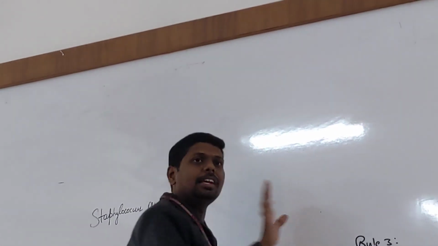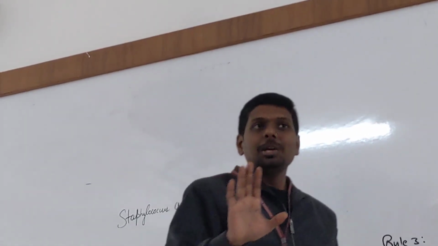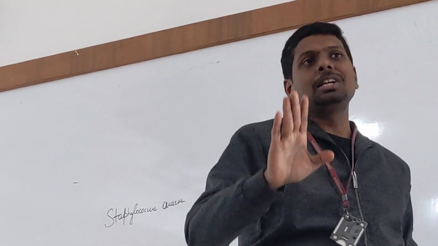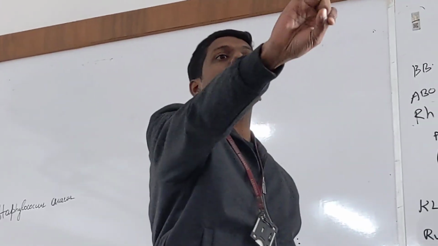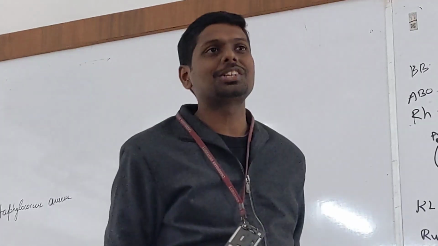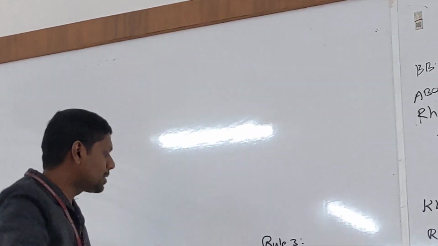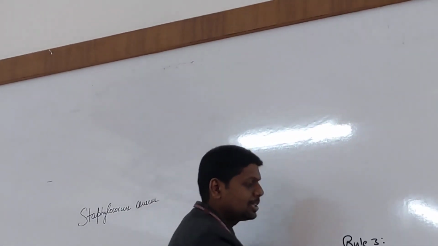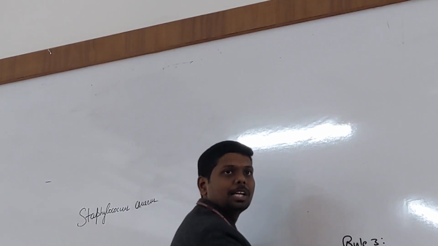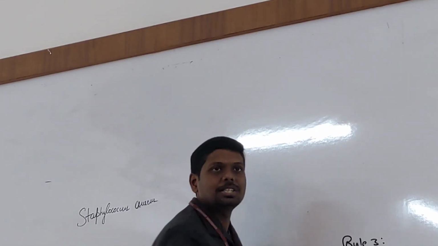Is rule 3 clear to everyone? Yes, sir. If you know these things, then I will discuss the universal recipient and donor, and you will automatically understand what I am saying. Okay, so you might still have a doubt. Sir, why is this antibody not attacking this person's B antigen?